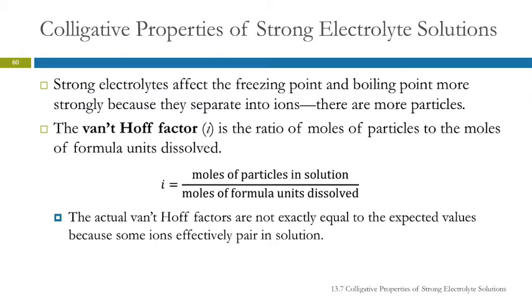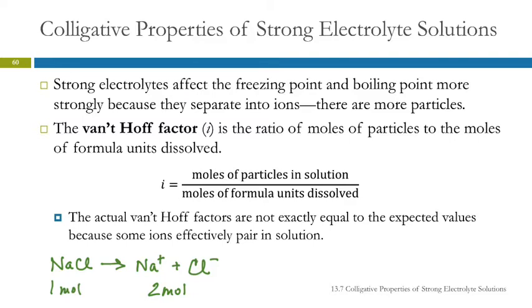Okay, what if we have a strong electrolyte as our solute? This is going to affect the freezing point and the boiling point more because you have more particles. If you have sodium chloride, if you have 1 mole of sodium chloride, when you dissolve that, you get 1 mole of sodium ions and 1 mole of chloride ions. So you get 2 moles of particles from 1 mole of the solute.